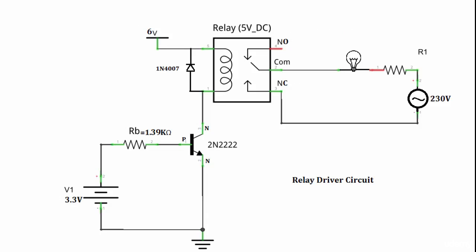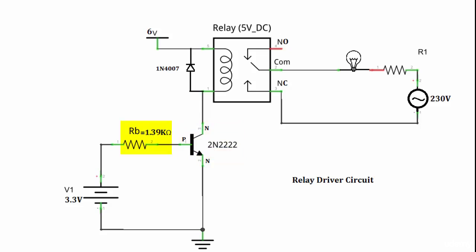So this is the circuit for relay driving circuit using BJT. The relay coil is connected to collector of the transistor. Hence, the collector current, that is IC, controls the relay and IC is decided by the base current and also from current gain of the transistor, that we call beta.